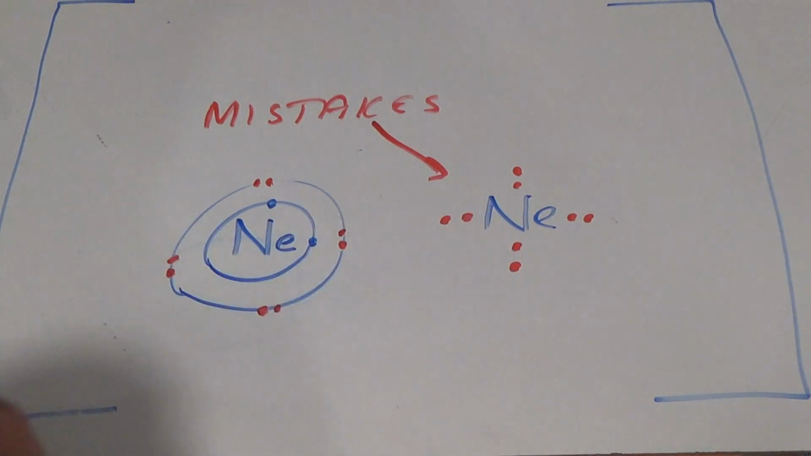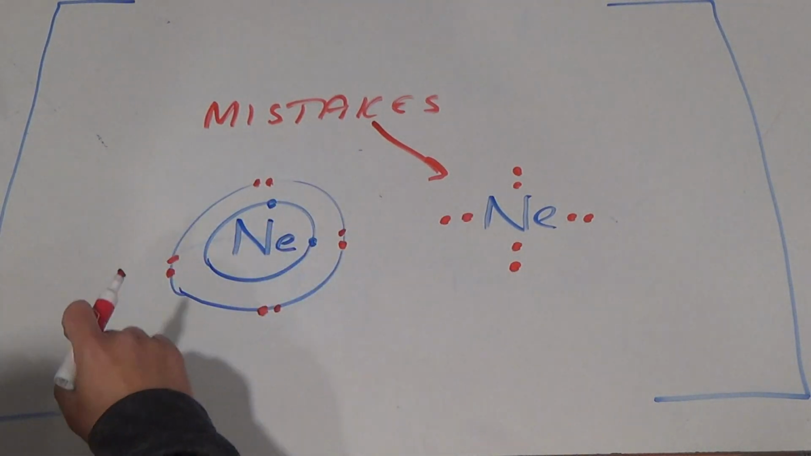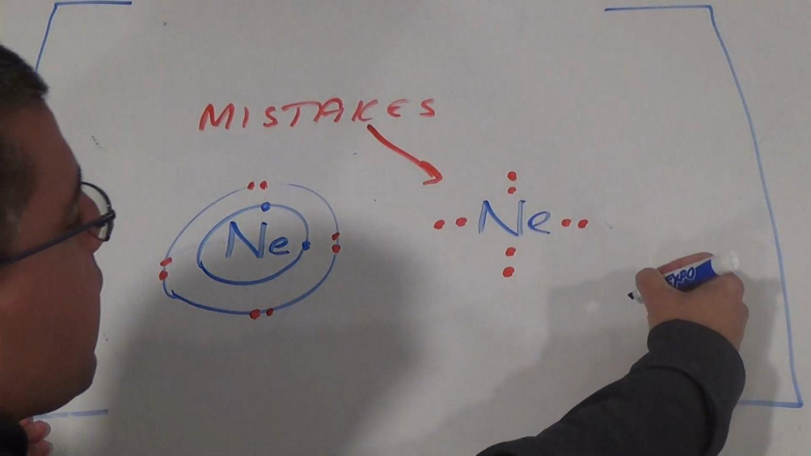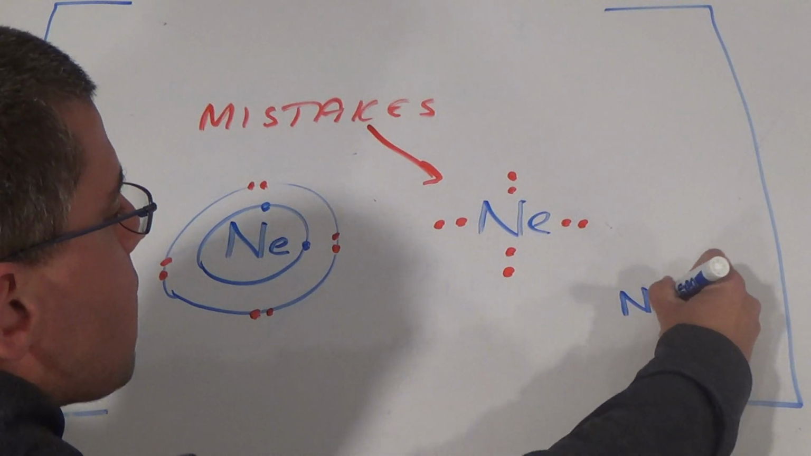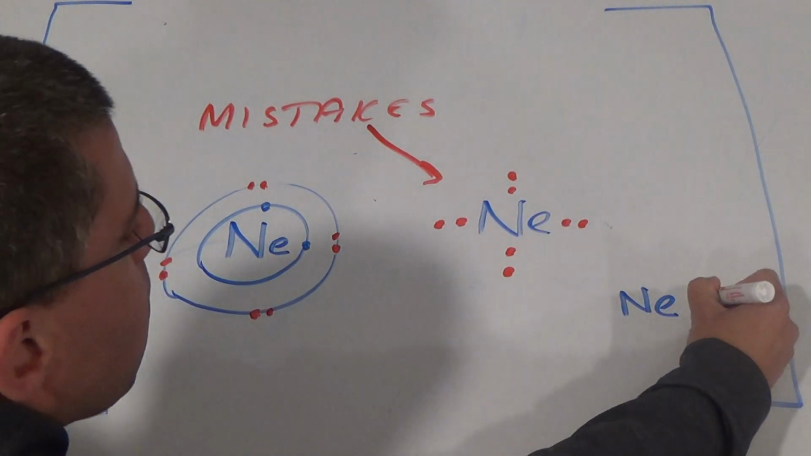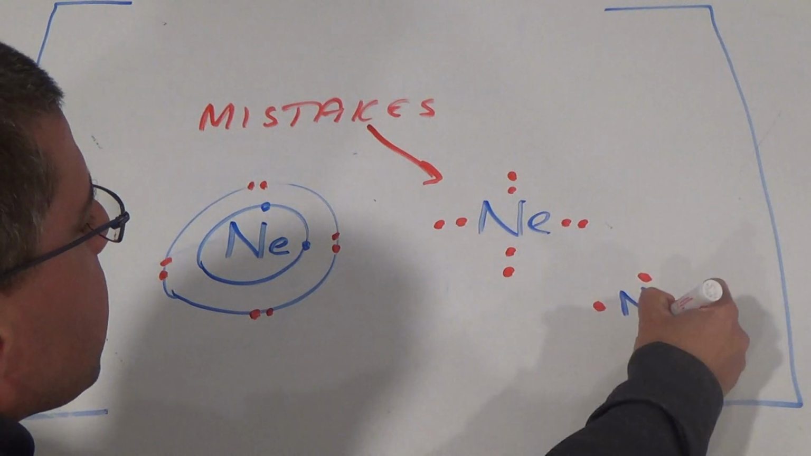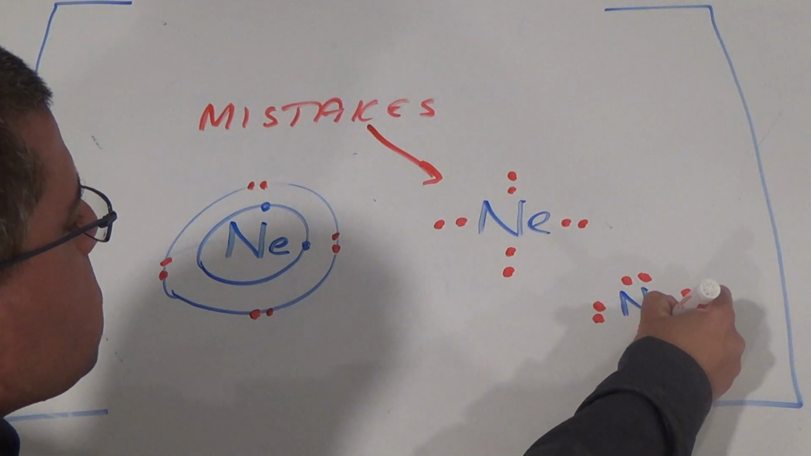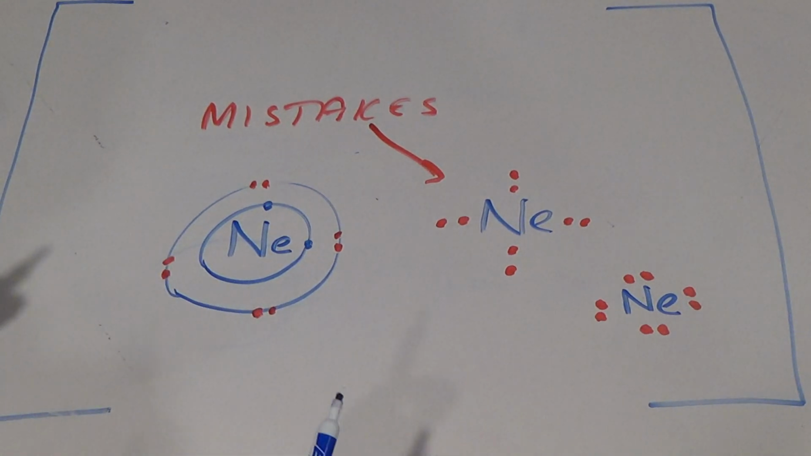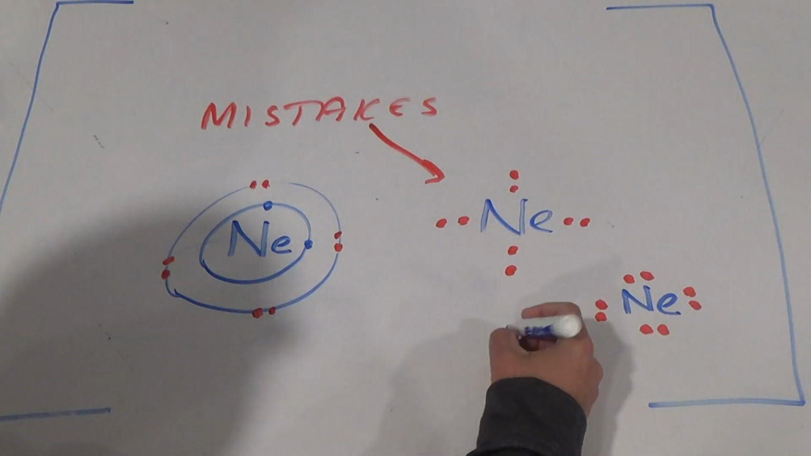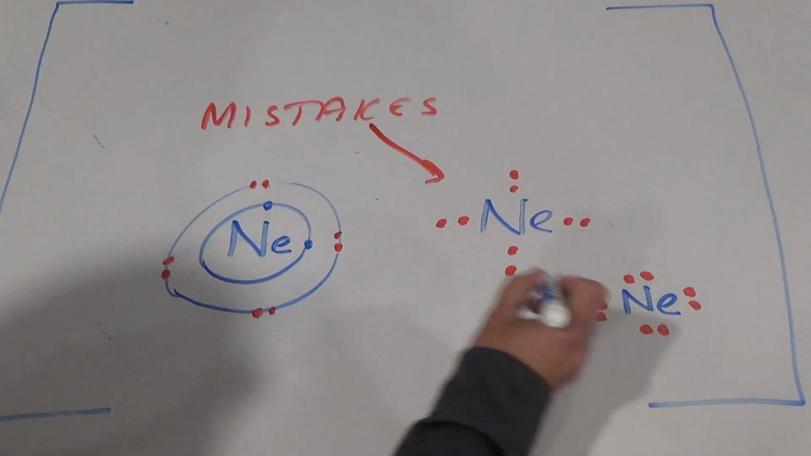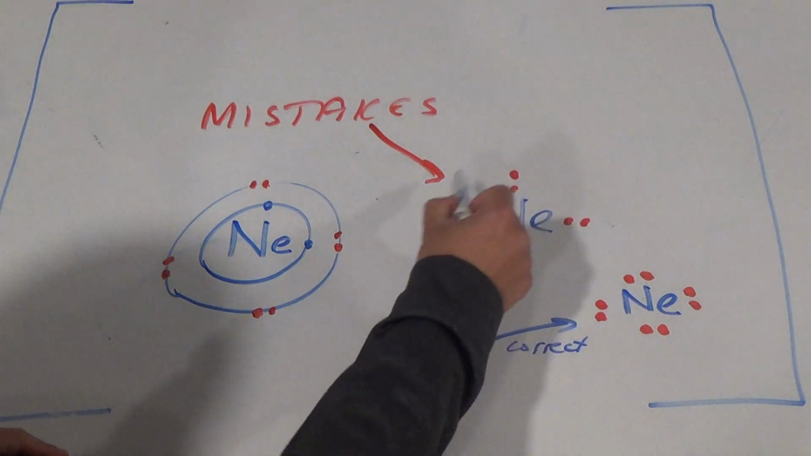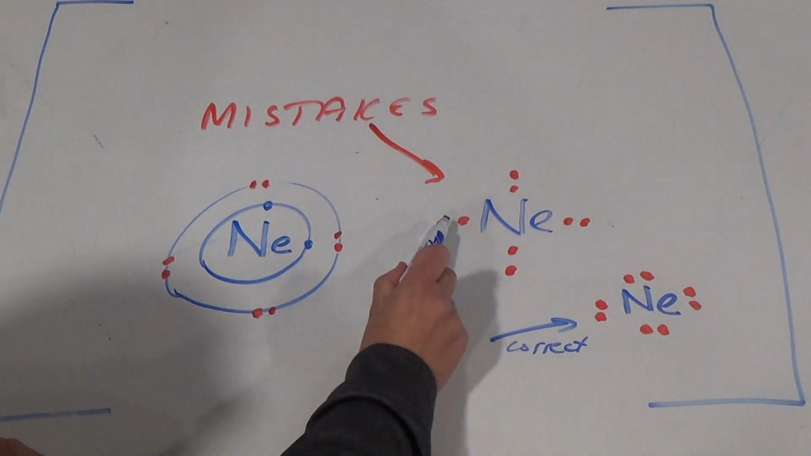That's very common. Now I'm going to show you the right way, which you'll see. Make sure you guys can see this. Okay, I'm going to put it down here. 1, 2, 3, 4, 5, 6, 7, 8. So this is correct. And I'm going to tell you why. When kids draw it like this, their intentions are good because they're right, 8 valence electrons. But look at how you drew it.